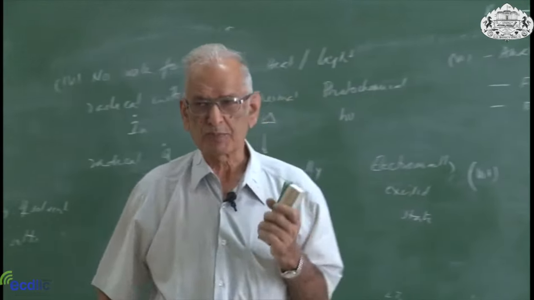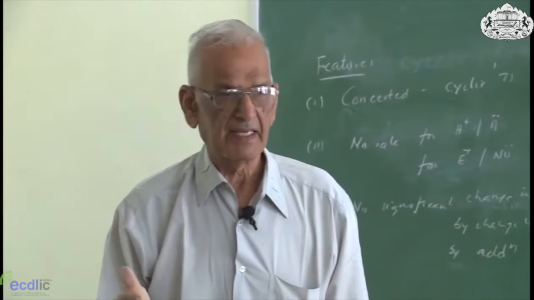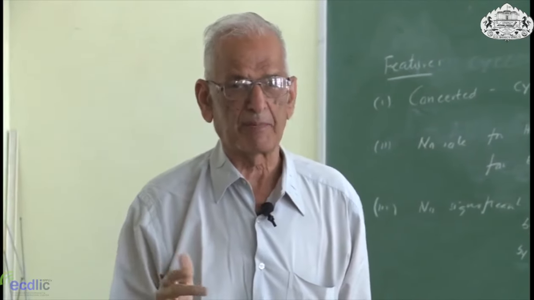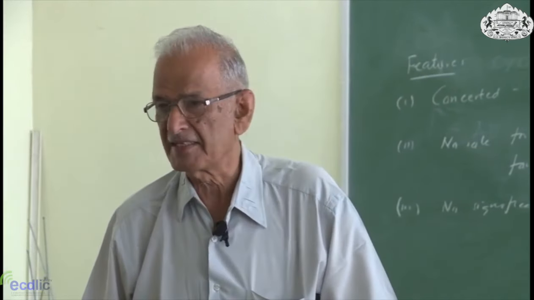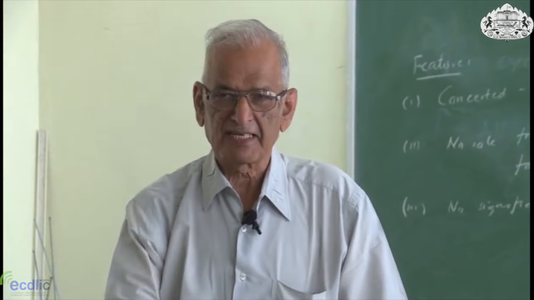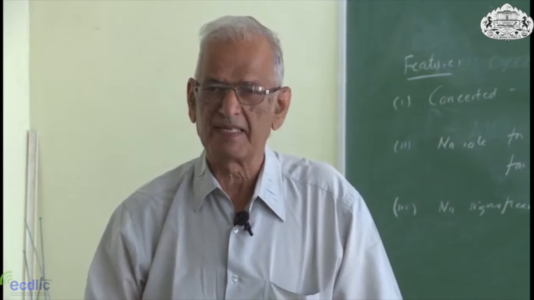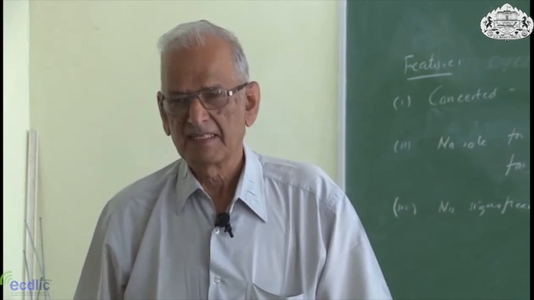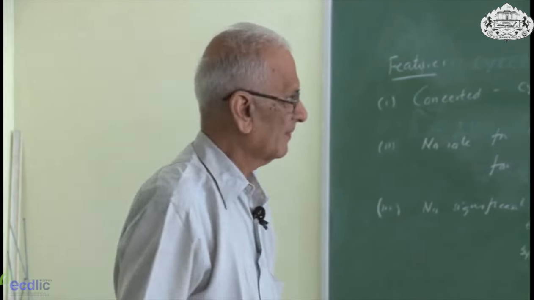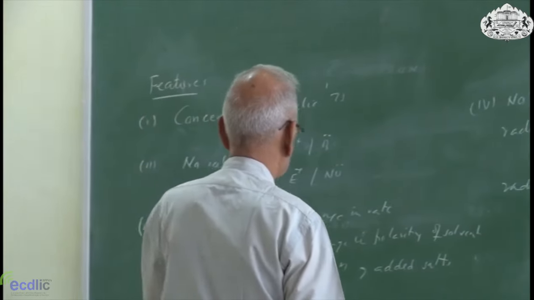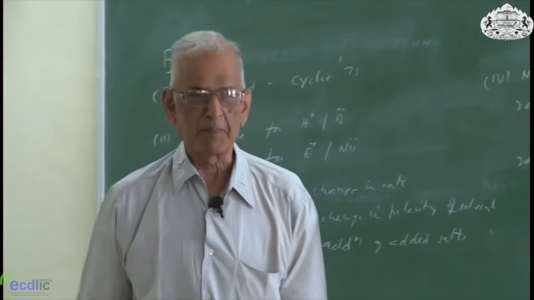So, in a stereospecific reaction, isomer A must give you product B, isomer A dash must give you a different product B dash. If it is 100%, we say it is 100% stereospecific. If the first reaction gives you 90% B, 10% B dashed, and the second reaction gives you 90% B dashed, 10% B, then we say it is 90% stereospecific. So, we have listed the features of a pericyclic reaction.